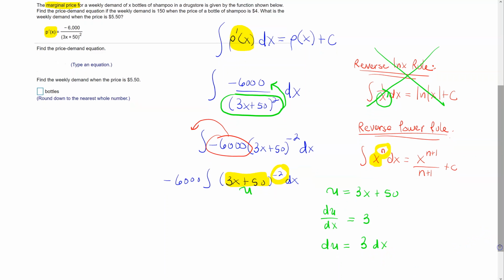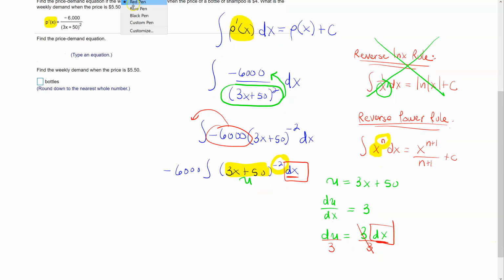Okay, well, what's going on here? I have the dx, but I don't have a 3. So what I'm going to do is divide off that 3, get rid of it, and leave just that dx that I already have. So I'll have to divide by 3 on both sides. And then what that gives me is 1/3 du, which cashes in for my dx. So where I see a dx, I can replace it with 1/3 du.